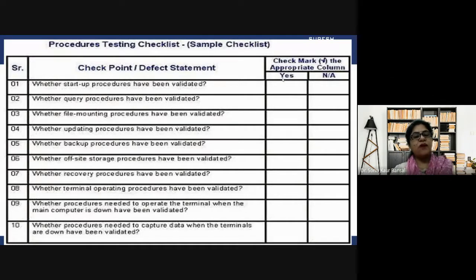Then whether query procedures have been validated, whether file mounting procedures have been validated, whether updating procedures have been validated, whether backup procedures have been validated, whether offsite storage procedures have been validated, whether recovery procedures have been validated, whether terminal operating procedures have been validated, whether procedures needed to operate the terminal when the main computer is down have been validated. So, students, these are all the statements which an observer is going to observe through a checklist. And simply the observer is going to keep a proper record by marking yes or not applicable on the basis of his or her observation.